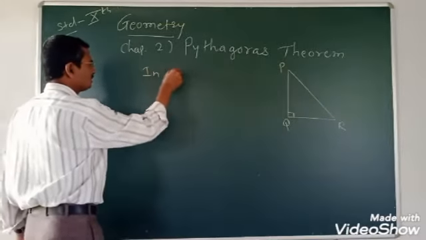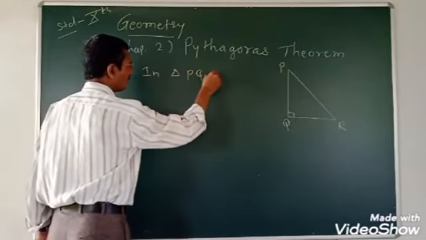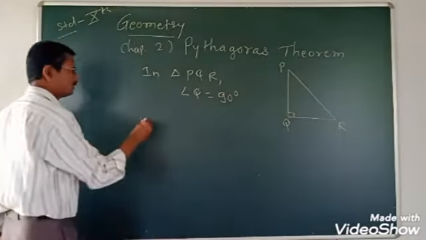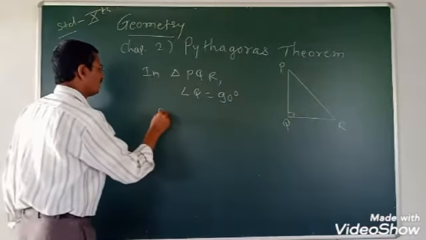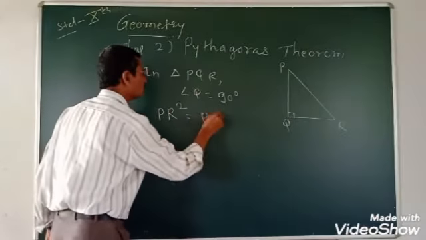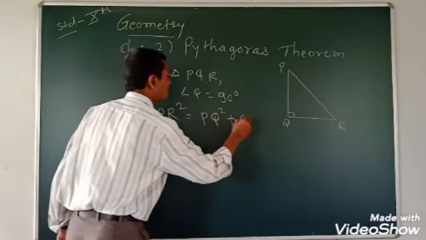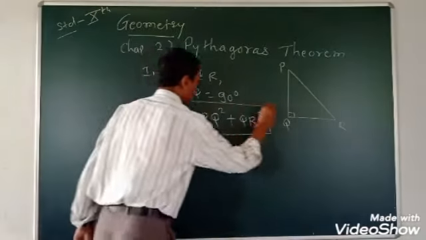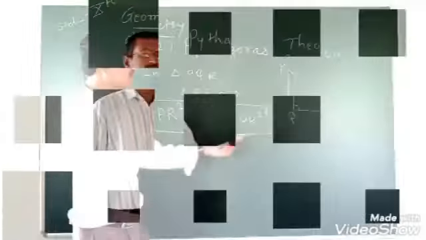That means in triangle PQR, angle Q is equal to 90 degree, given. Then what is Pythagoras theorem? As per Pythagoras theorem, we can say that PR square is equal to PQ square plus QR square, and we have to prove it. We have to prove the Pythagoras theorem.